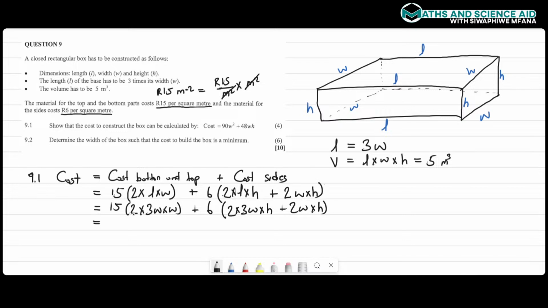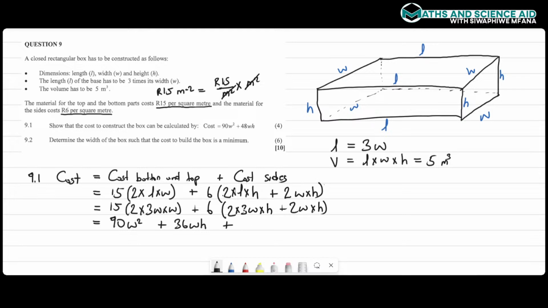What is 15 multiplied by 2? That is 30. 30 multiplied by 3 is 90. And then W multiplied by W is W squared. So that's where the 90W squared comes from. And then here you will notice that we have 2 multiplied by 3 on the first term inside the brackets, which is equal to 6. And then 6 multiplied by 6 is 36. And then 36WH, because that's W times H, right?